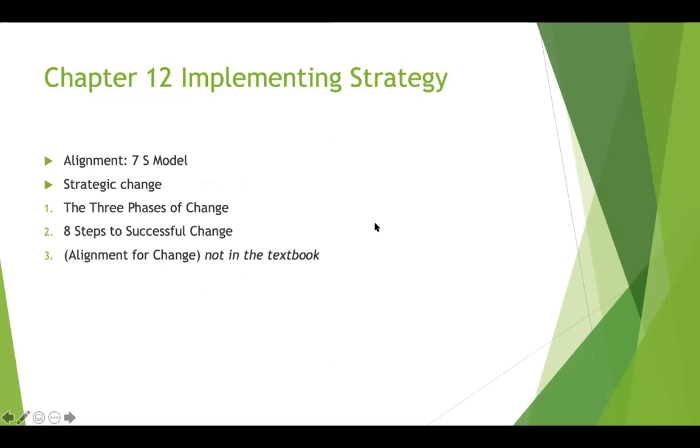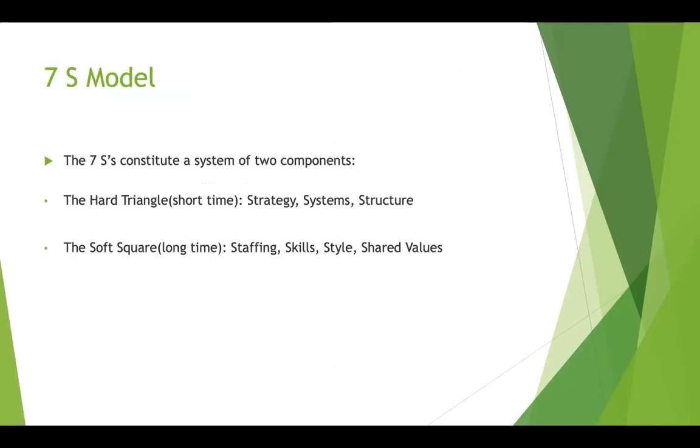Okay, so chapter 12, implementing strategy. We have two topics here. The first one is alignment, the 7S model, and the second one is strategic change. The 7S model, you can divide it into two components.